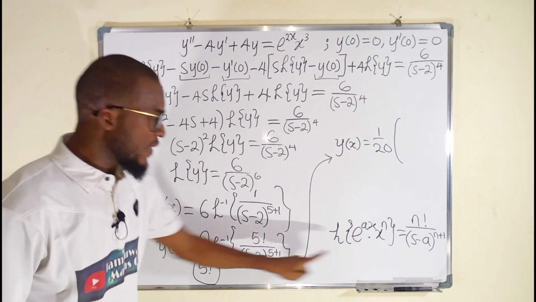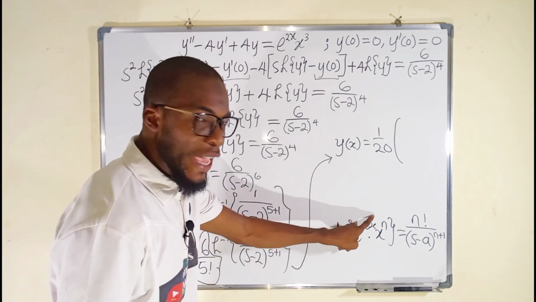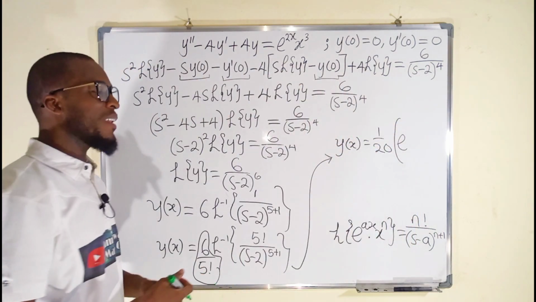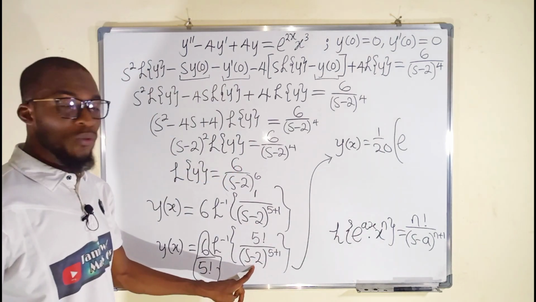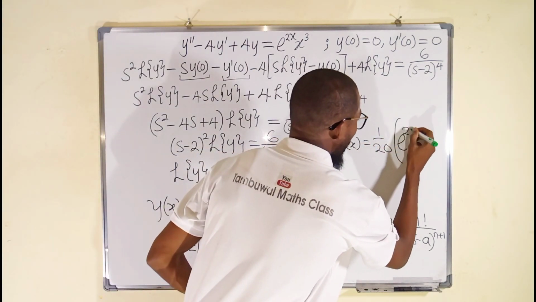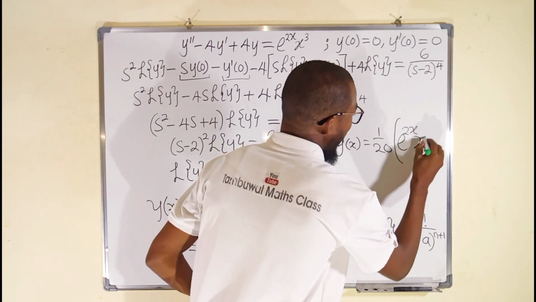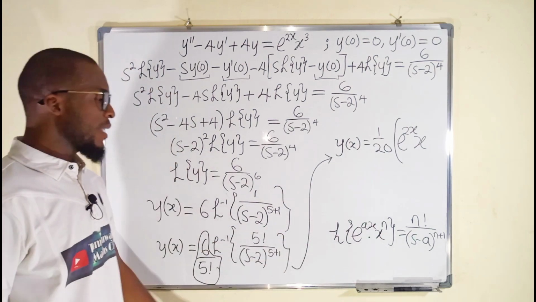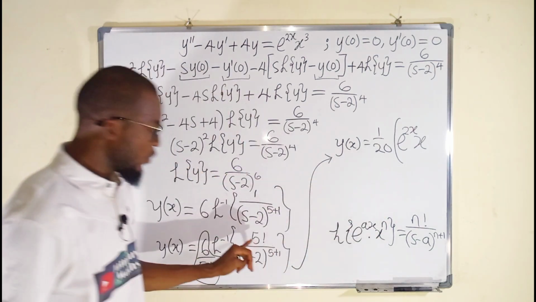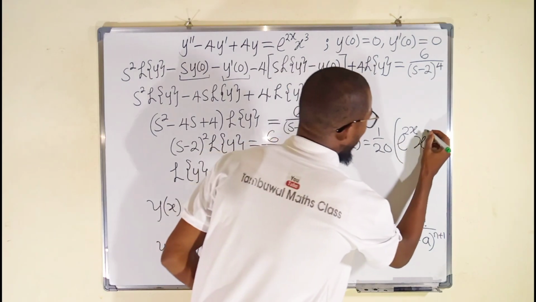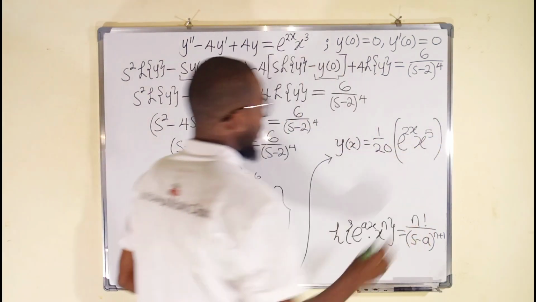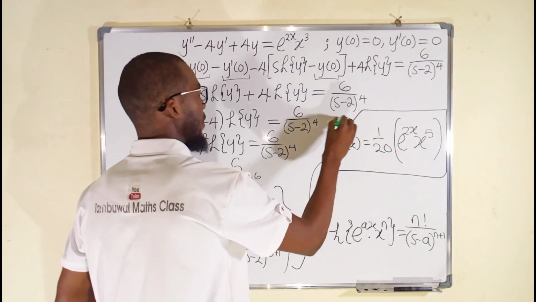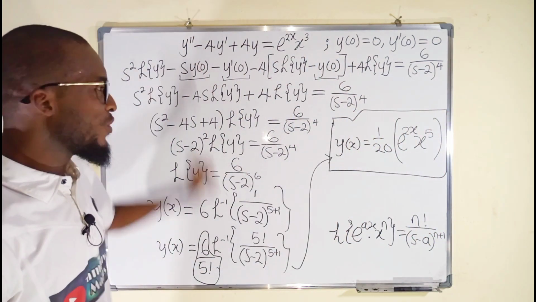all right, let us relate this and this. We have e to the ax, but what is that a? A is this 2, so we have e to the 2x. Multiply by x, to which power? To the power of n. But n here is this one, which is equal to 5 here. So x to the power of 5. And hence, this is the solution to this differential equation right here.